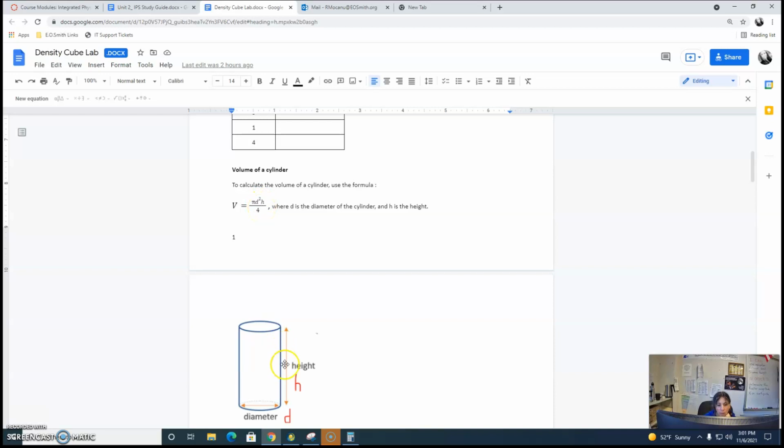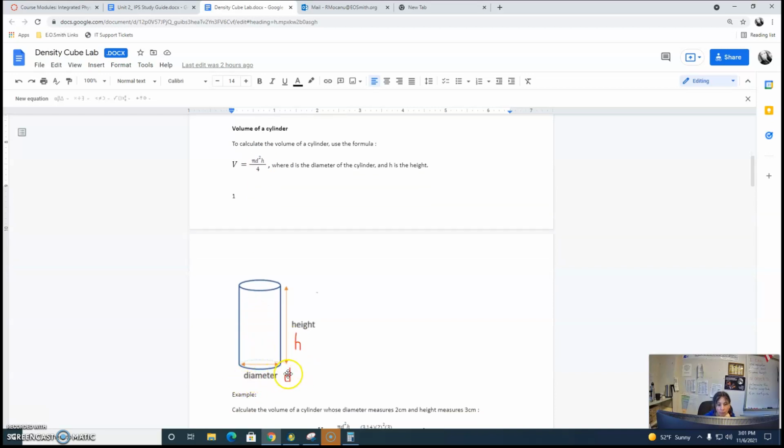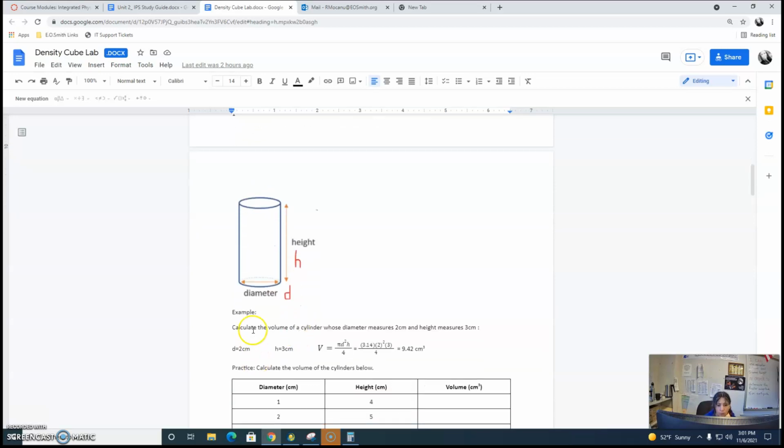What does that all mean? Well, d is the diameter of the cylinder. H is the height of the cylinder. All right? Pi is just the constant pi, which is usually approximated as 3.14. So let's do an example of that. Let's say we have a cylinder whose diameter measures 2 centimeters and the height measures 3 centimeters.